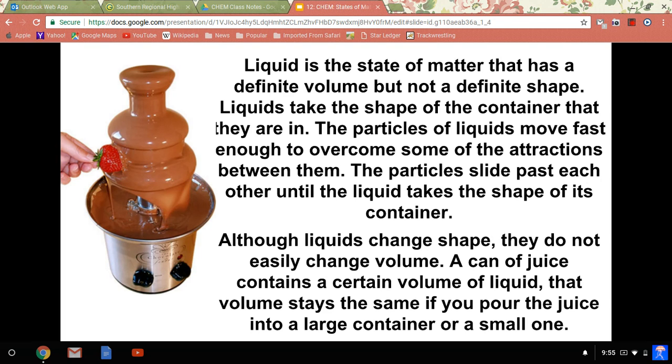So solids, we said, vibrate in place. Liquids slide past each other. So they're able to overcome some of that attraction between the particles, but there is still some. Even though they can easily change shape and take the shape of the container they're in, they don't change volume. So it doesn't matter what container you put it in, the volume of that liquid will still be the same.